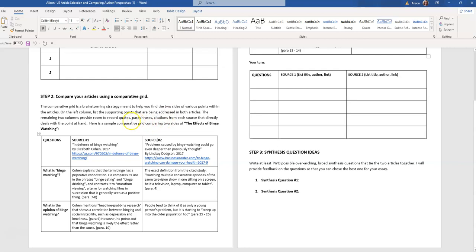So this is from a sample article about binge watching. So our first source is in defense of binge watching. Okay, so they're defending it. And then the second source is problems caused by binge watching. So clearly these two sources are on different sides of the issue. So as you're reading your articles, you need to kind of keep a mental note or physically write it down. What are some of the questions that are being answered by both articles?